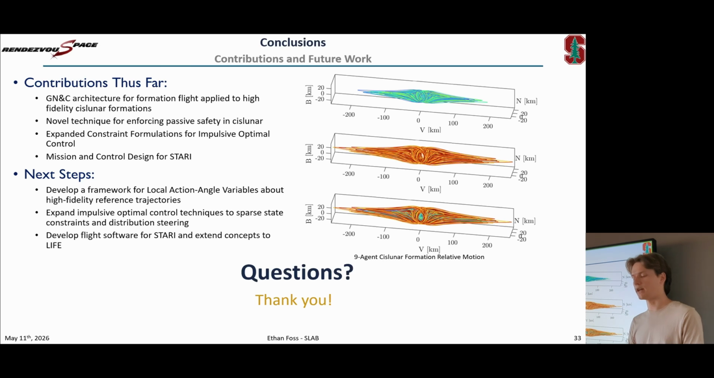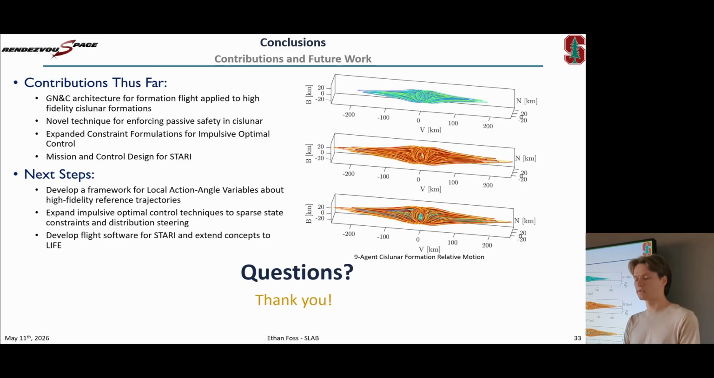And one key aspect of this formulation was a novel technique for enforcing passive safety in cislunar space. I've also worked on impulsive optimal control in terms of expanding the constraint formulations that we have access to. And I worked on mission and control design for the STARry mission.